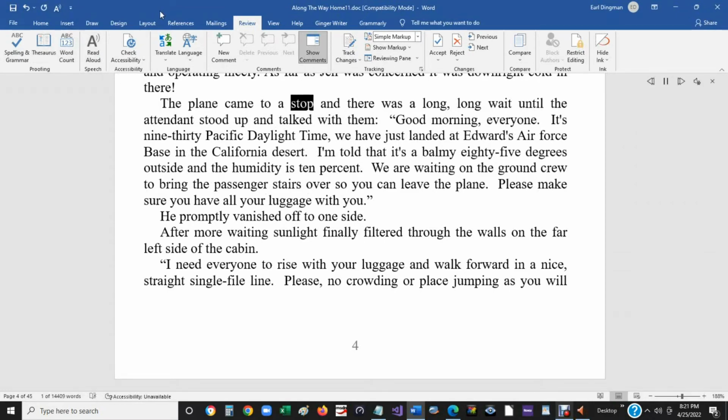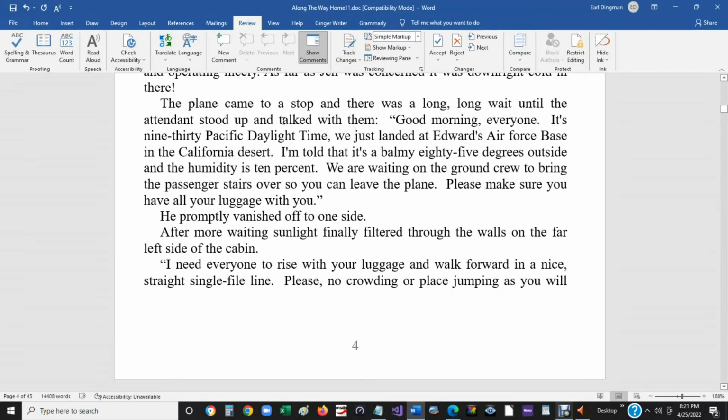The plane came to a stop and there was a long wait until the attendant stood up and talked with them. Good morning, everyone. It's 9:30 Pacific Daylight Time. We have just landed at Edwards Air Force Base in the California desert. I'm told that it's a balmy 85. Okay, let's get rid of have. It's an unnecessary word, a very unnecessary word. The plane came to a stop and there was a long wait until the attendant stood up and talked with them. Good morning, everyone. It's 9:30 Pacific Daylight Time. I don't like that either.